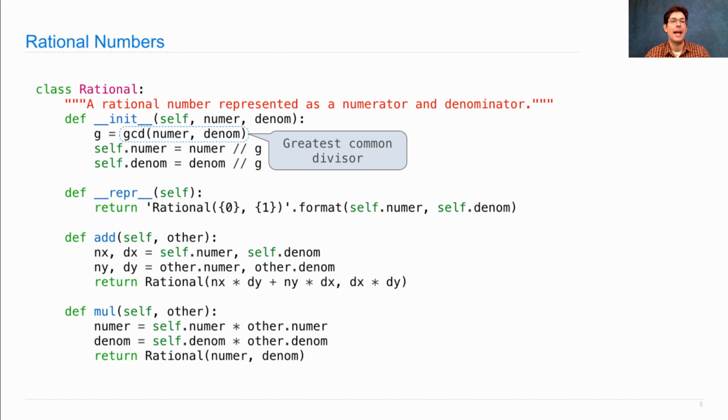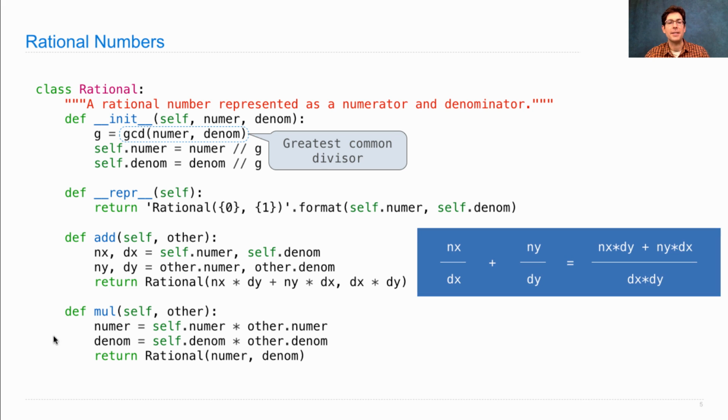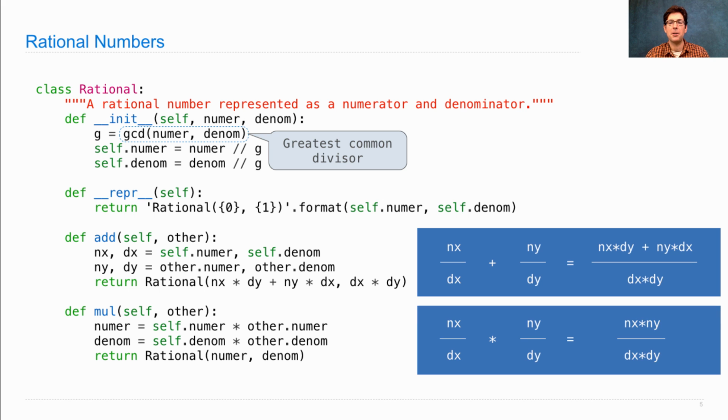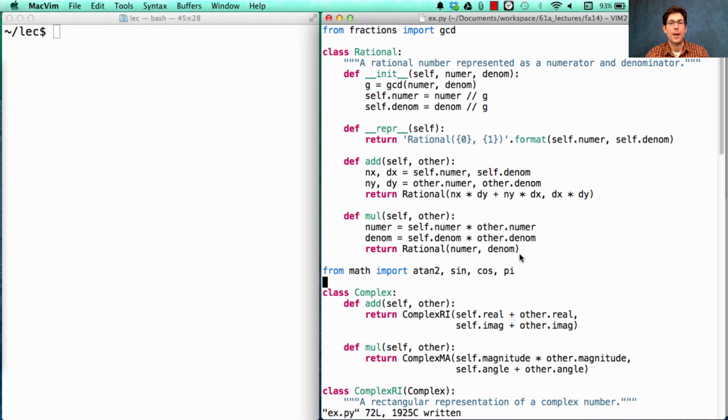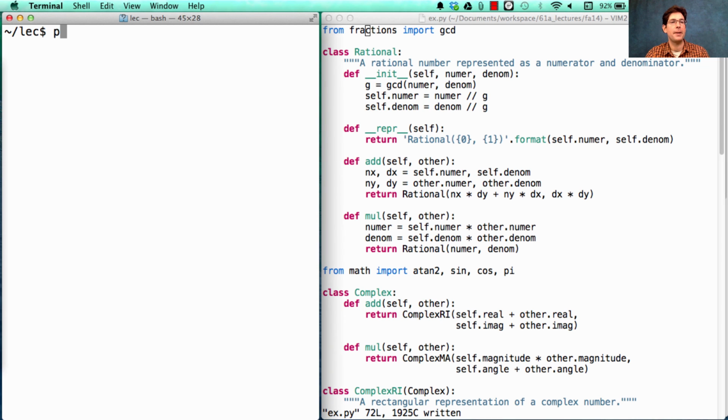And I'm just going to right now add two more methods. One's called add, one's called mul. And they implement the same formulas that we had before for our rational data abstraction. So in this case, we add two fractions by multiplying the numerator of the first by the denominator of the second, adding that to the numerator of the second times the denominator of the first, and dividing by the product of the denominators. That's just what this code says, where self and other are x and y. And multiplication is even simpler than that. So here's the same code for rational. GCD was imported from the built-in fractions module that's part of the standard library.